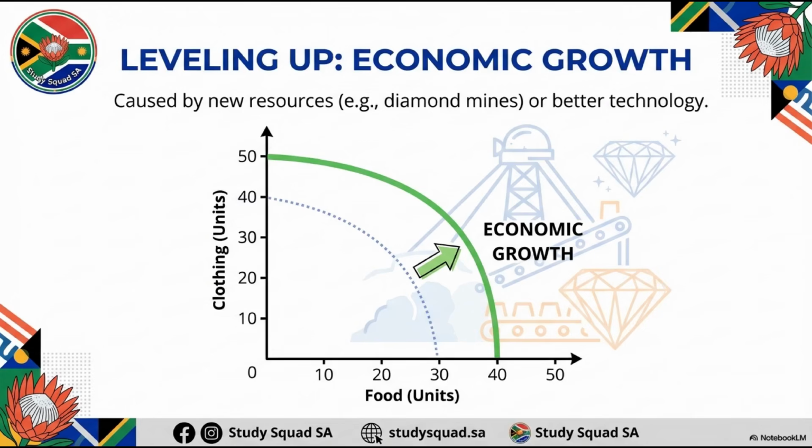If a country experiences economic growth, meaning it gets more resources, better quality resources, or improved technology, the PPC will shift outwards to the right. This means the country can now produce more of both goods. Think about the discovery of new diamond mines in South Africa. That would shift the PPC outwards, allowing us to produce more diamonds and other goods.